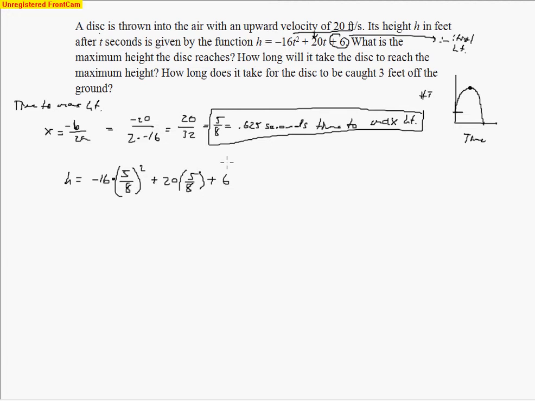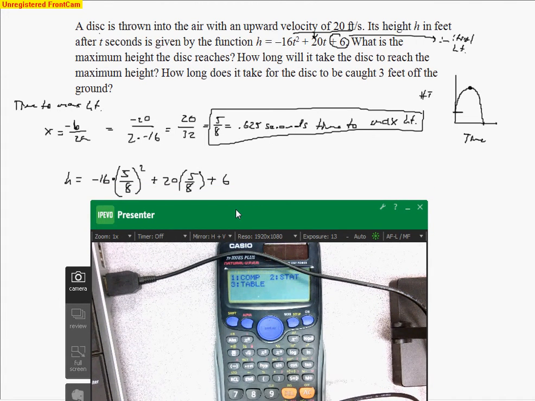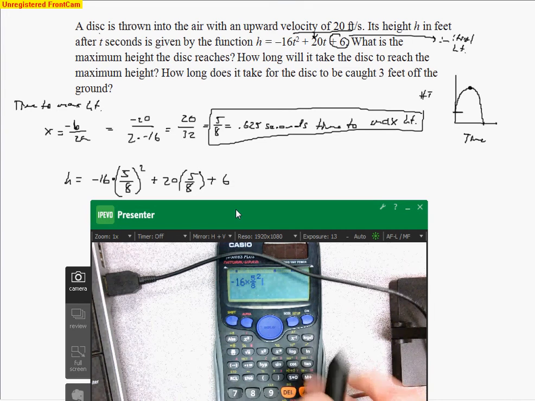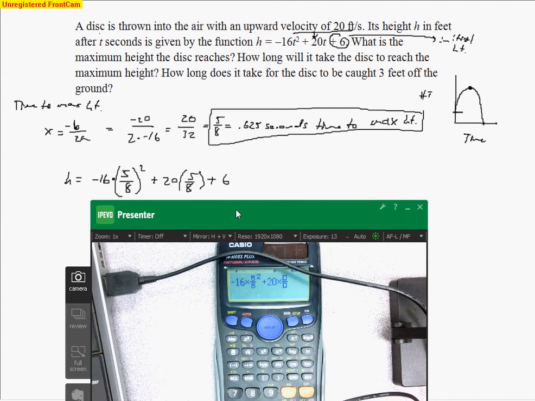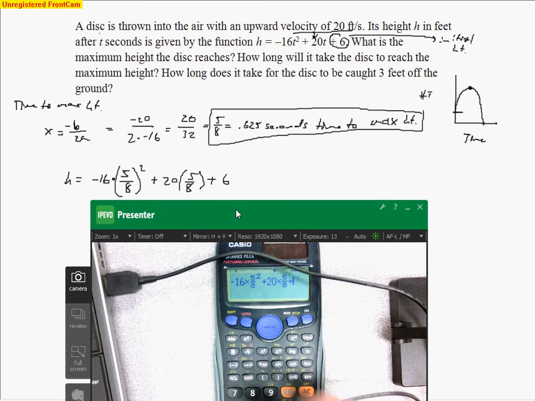And so I'll go ahead and come up with that presenter here. And I'll bring it down just a little bit so I can see what's going on. Now I press mode again, and I'm going to press 1 for computation, and then I enter that number. So negative 16 times, and then the fraction button, 5/8, and then I'm squaring that number, so I press squared, and then plus 20 times, and then the fraction button again, and then 5/8, and then plus 6 for the initial height. And it gives me 49/4.